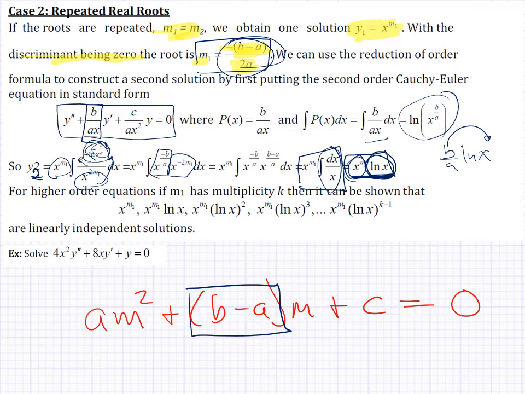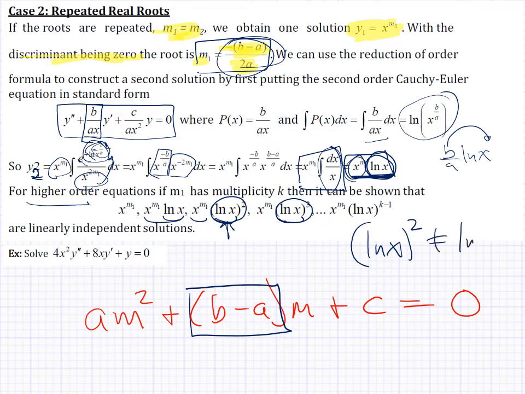So the idea here is we get an extra log x attached to the first solution as our second solution. If we were to do this for higher orders and it was repeated 2, 3, 4 times, what we're going to be doing is stacking an extra logarithm on. So the first time it's repeated, x to the m1 log x. The next time would be x to the m1 (log x) squared, so there'll be 2 extra logs. Then the next one there'll be 3 extra logarithms, so (log x) cubed, etc. Remember, (log x) squared is not the same thing as log of x squared.